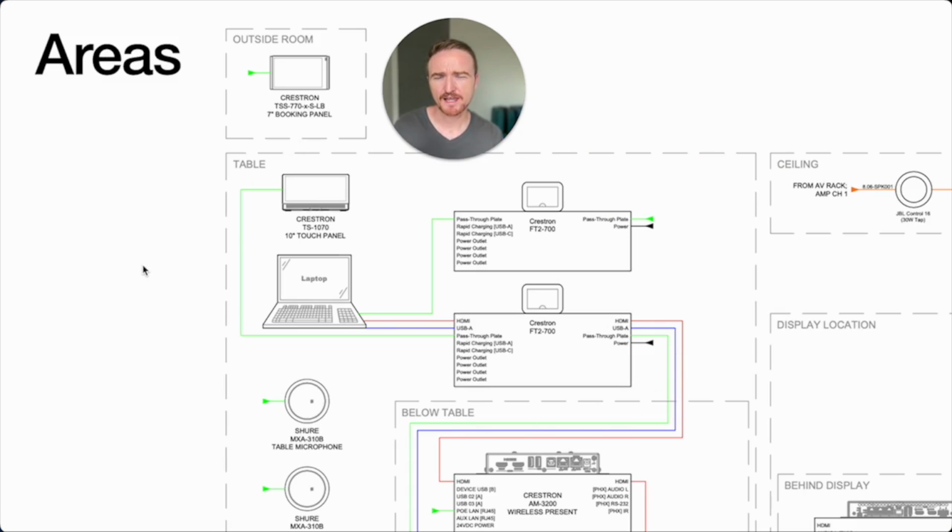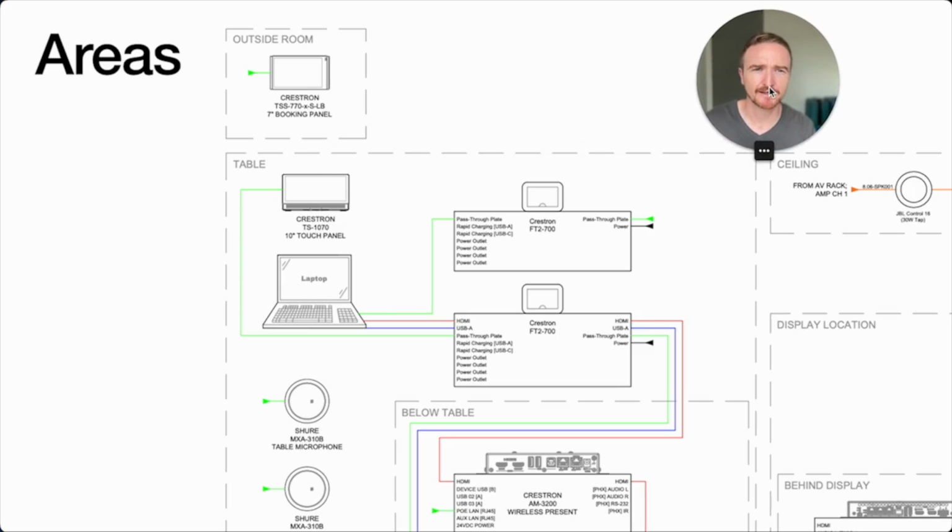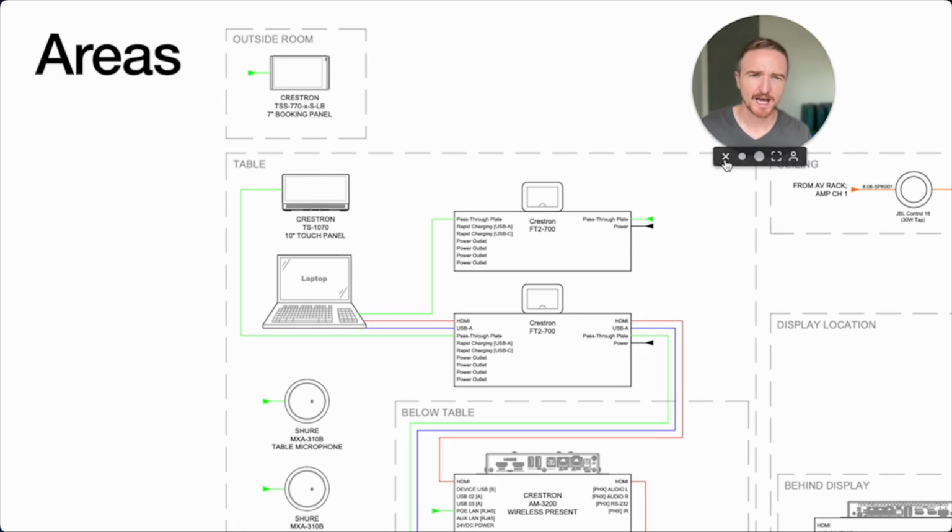Areas. So in drawings, a lot of the time we will have the different parts of the system broken out into different areas to give you some idea of where they are located inside of the space, or inside of the room, or inside of the building. So in this case, you can see outside the room here, we've got a dashed line and then a room booking panel, and this grey dashed line here, which represents the table, so all of the equipment that's mounted to the table, and then we've got a ceiling and display location over here.